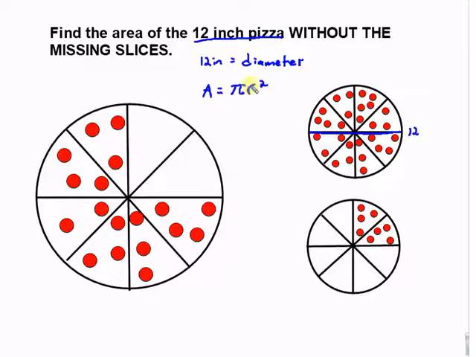Now how can we get our radius from our diameter? Well, we remember that the diameter is equal to the radius times 2. Our radius starts in the center and moves out, and then our radius starts in the center and moves out this way, and that gives us our diameter. Diameter is all the way across. Radius is half of that. So if we want our radius, we divide our diameter by 2. In this case, our diameter is 12. We divide that by 2, and we get 6 inches for our radius.